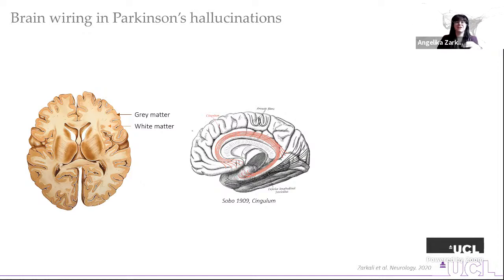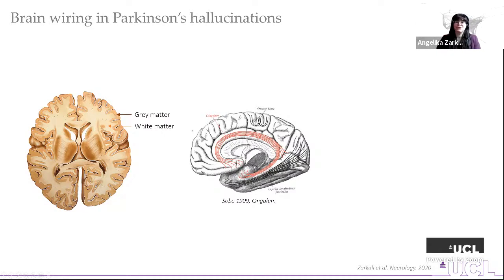And as you can see in this very lovely illustration from the early 20th century, white matter consists of different tracts. So here with red, we have a specific tract highlighted, the cingulum, and they connect very spatially distinct regions that are quite far away from each other, like this one here and here in the back of the brain, this one here.